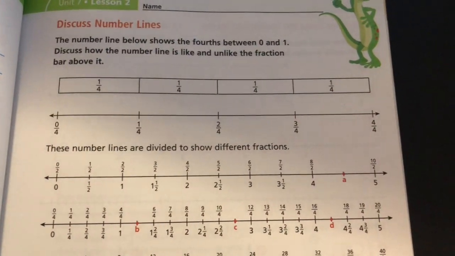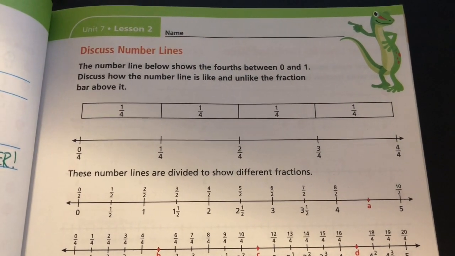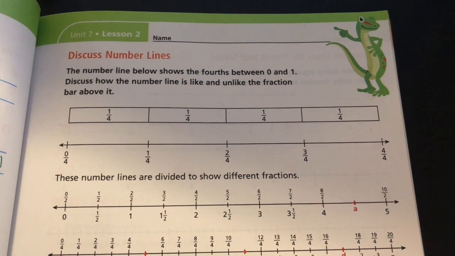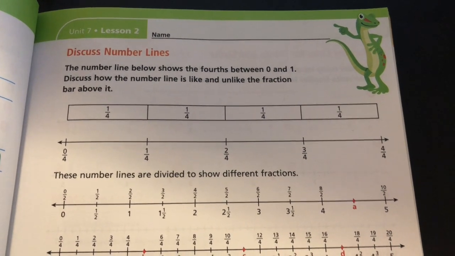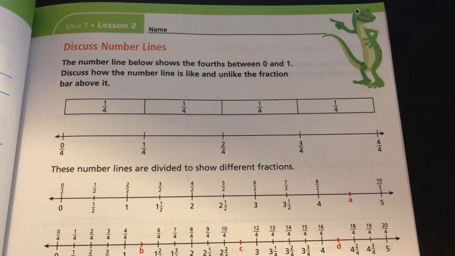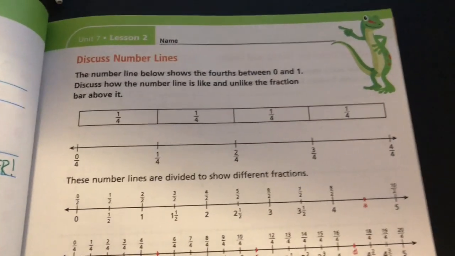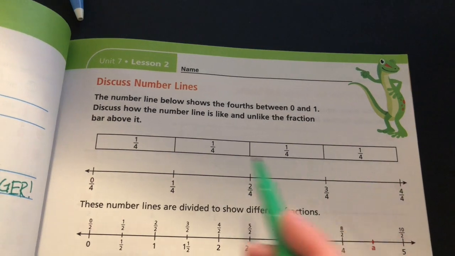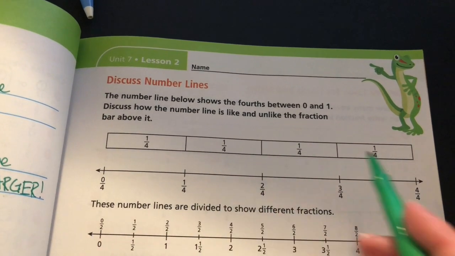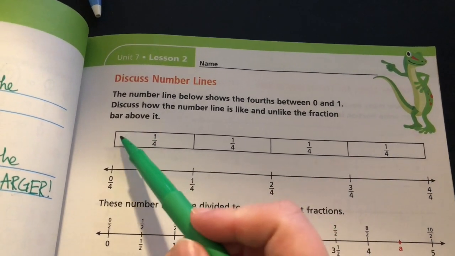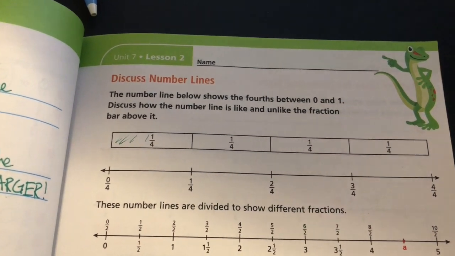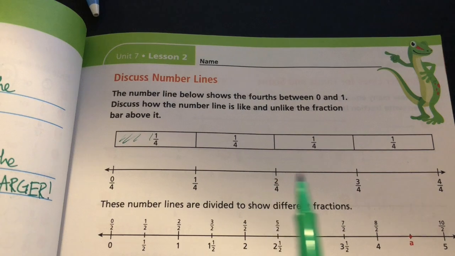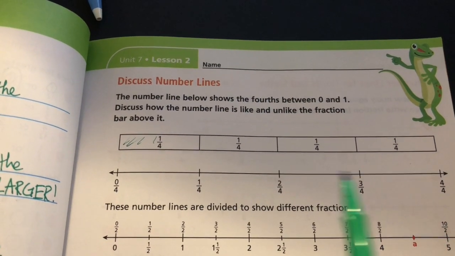All right, so right here on the very top of our page, it says, the number line below shows the fourths between 0 and 1. Discuss how the number line is like and unlike the fraction bar above it. So we're pretty used to seeing something like this. This is like a fraction bar that we usually use to represent a fraction, and if we have 1/4, we usually fill it in. That's called the fraction bar, and then right here below it is a fraction number line, okay?